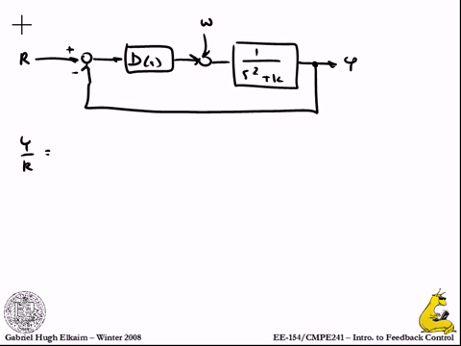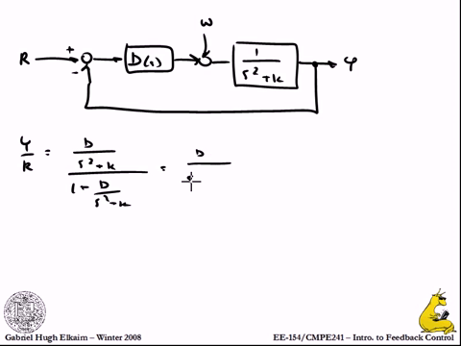So here's r. This is going to be d over s squared plus k divided by 1 plus d over s squared plus k, or d over s squared plus k plus d. So far, everyone with me? Okay. And this tells me how good I am at tracking my response.